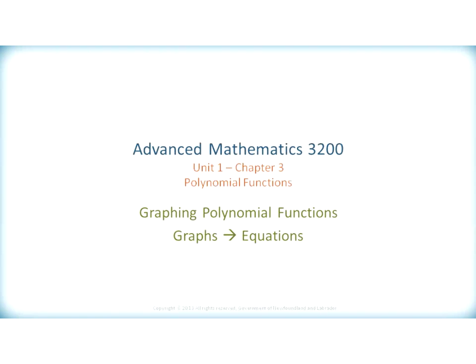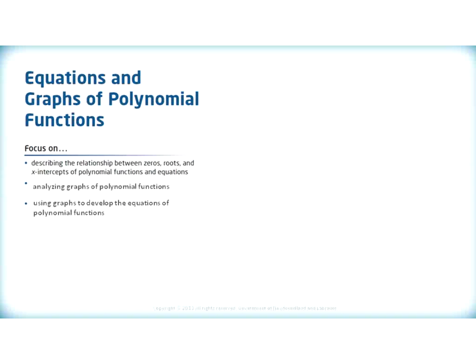Welcome to the Public Exam Review for Unit 1, Chapter 3 on Polynomial Functions. In this presentation, we will look at graphing polynomial functions by examining the graphs and coming up with the equation of the polynomial function. Here we will focus on using the zeros, roots, and x-intercepts of the graphs of polynomial functions to develop the equations. We will analyze the graphs of polynomial functions and use the graphs to develop the equations of the polynomial functions.